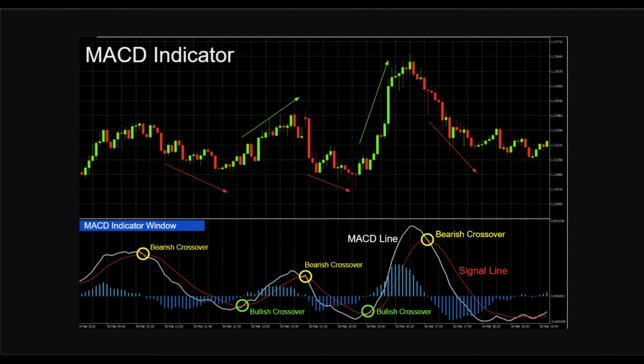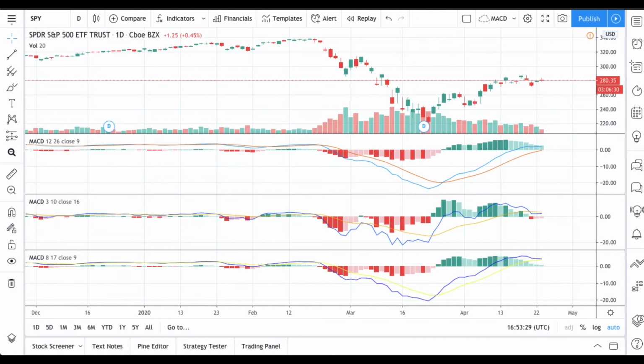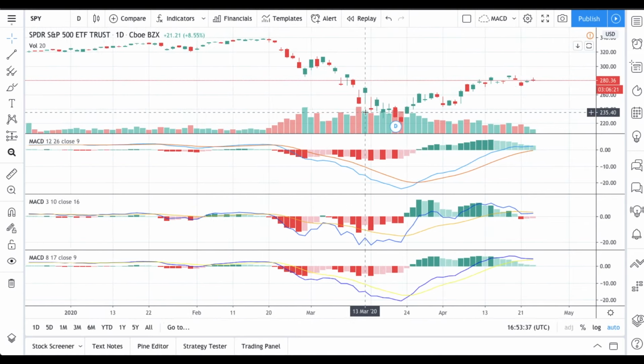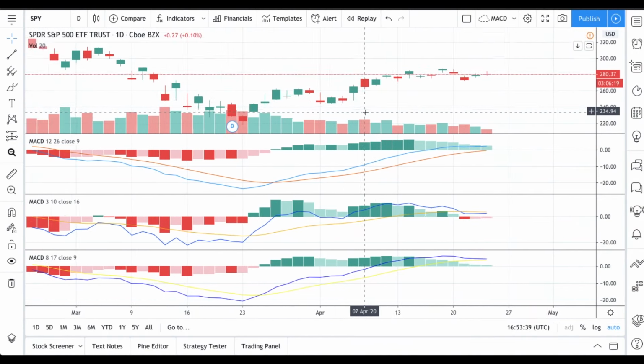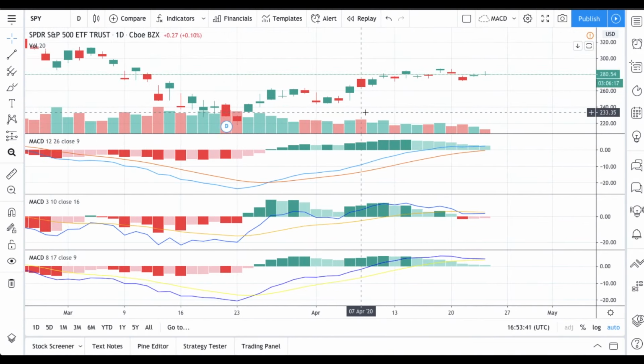Okay, so there's different settings you can place in the MACD, and we're going to bring up my chart here. That is my MACD chart. Right now we have the daily chart, and that's what I trade on. I trade on the daily time frames. So, different MACD settings. Let's zoom out a little bit and have a look.